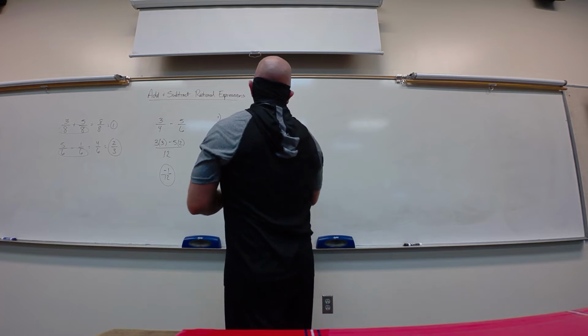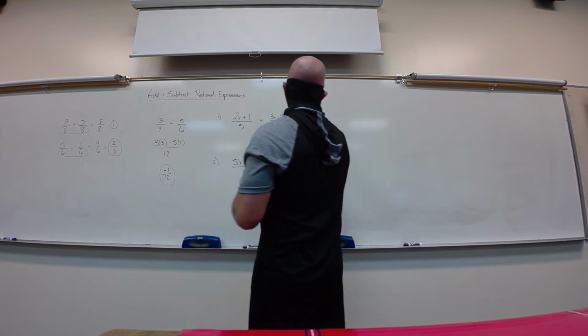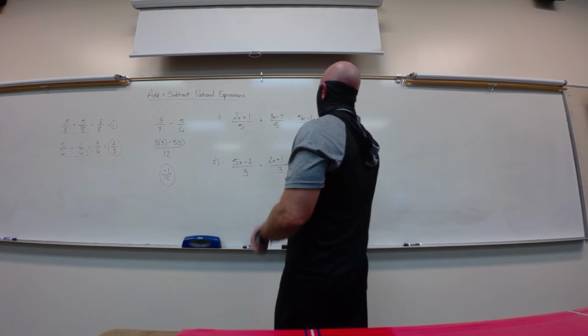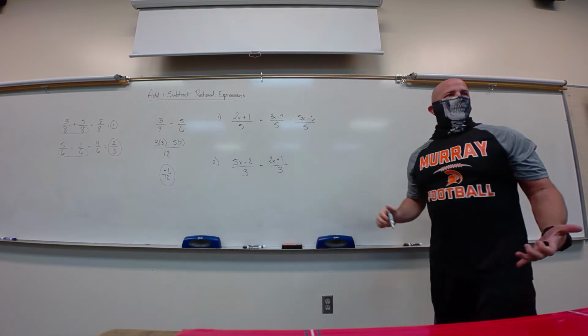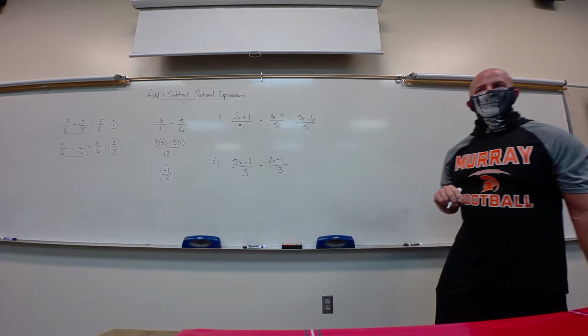2x and 3x is 5x. 1 minus 7 is -6, all over 5. I can't reduce it. Remember, we can't take out what looks good. I don't have a common factor, so I'm kind of stuck there.